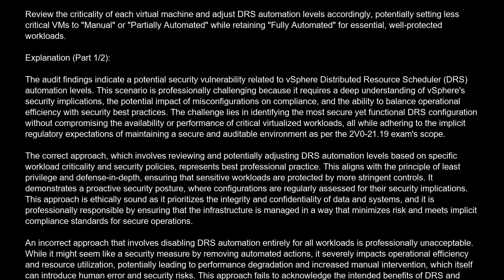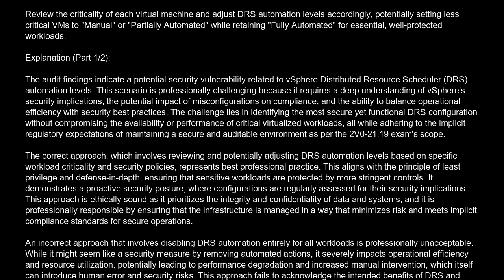Correct answer is A. Review the criticality of each virtual machine and adjust DRS automation levels accordingly, potentially setting less critical VMs to manual or partially automated, while retaining fully automated for essential, well-protected workloads. Explanation. The audit findings indicate a potential security vulnerability related to vSphere Distributed Resource Scheduler, DRS, automation levels. This scenario is professionally challenging because it requires a deep understanding of vSphere's security implications, the potential impact of misconfigurations on compliance, and the ability to balance operational efficiency with security best practices.